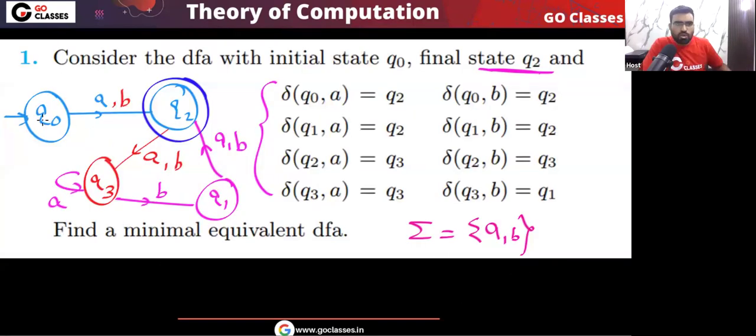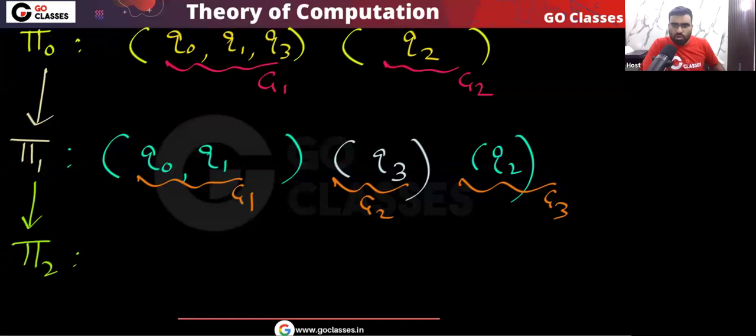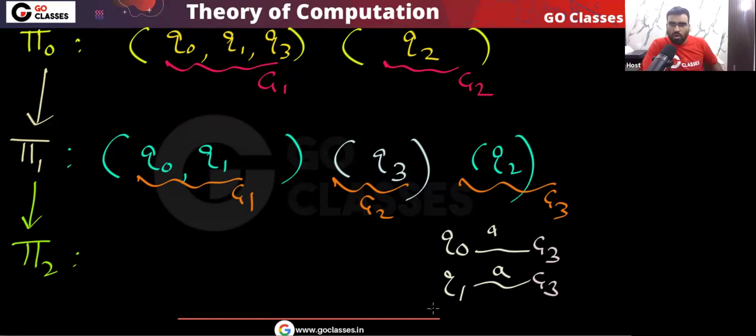Q0, Q1 on A, they are going to Q2, that is group G3. Okay, correct. And what about on B? On B also they are going to group G3.